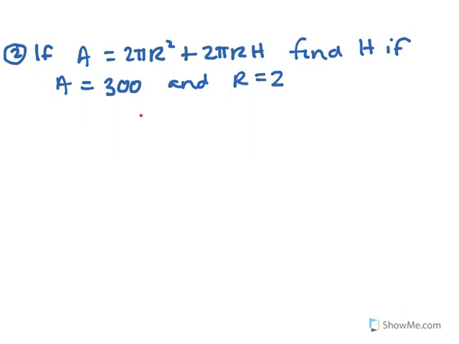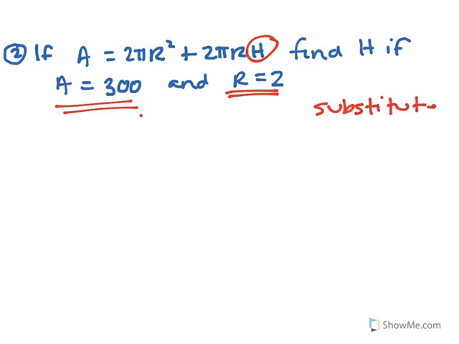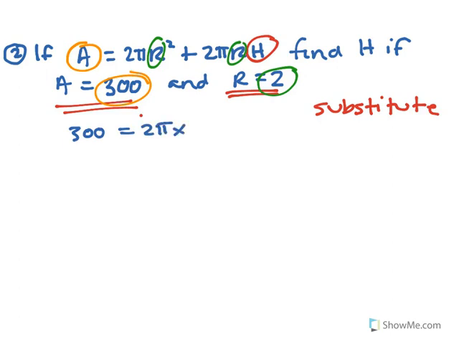Okay, so this one here, a is 300, r is 2. And we want to find out what h is. So you substitute, which means put it into the equation. So that means 300 will go in for the a, 2 will go in for the r in the formula. Okay, so you go 300 equals 2 pi times r, which is 2 squared, 2 pi times 2 times h.